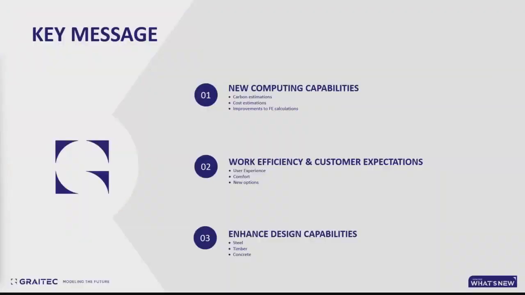This version of Advance Design is driven by three pillars. New computing capabilities. This includes calculation of carbon emission, estimation of costs, and improvements to the finite element calculations. The second pillar was to increase the efficiency and meet customer expectations. It means changes and new options that improve the user experience, but also different smaller points requested by our customers. And the next pillar is related to increased design capabilities for steel, for timber, and concrete structures. And for this, we have a huge number of novelties and improvements.